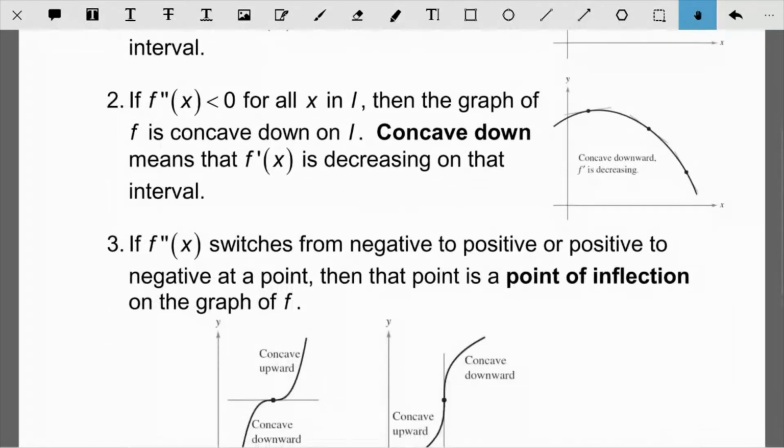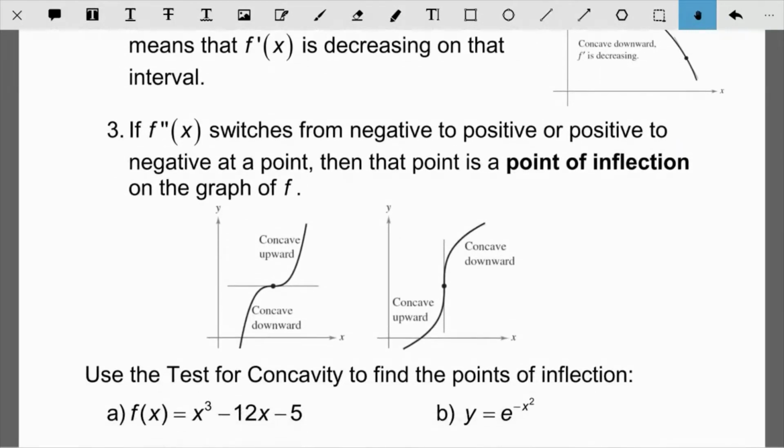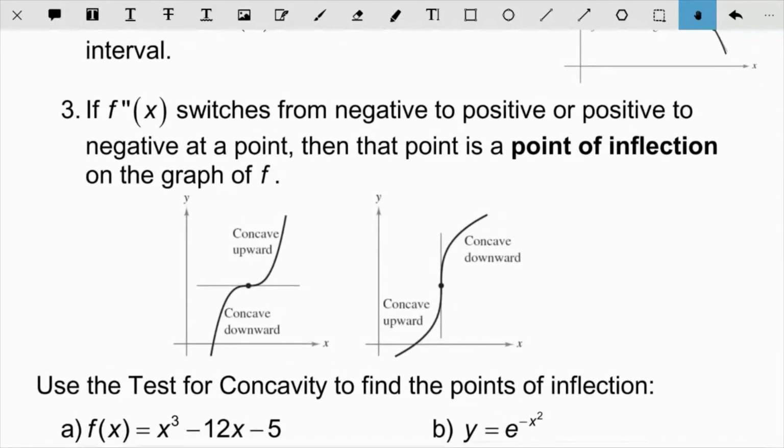And then we have one other thing here called a point of inflection. Those are points where the concavity of the graph switches from concave up to concave down or concave down to concave up. So when we look at points of inflection, we'll look at where the second derivative is 0 or potentially undefined, but typically 0. And then we just test around those points, and we look for sign changes indicating that the graph is going from concave down to concave up or vice versa.